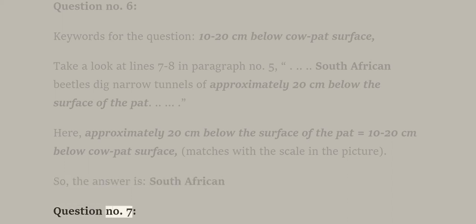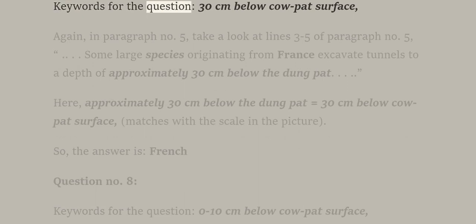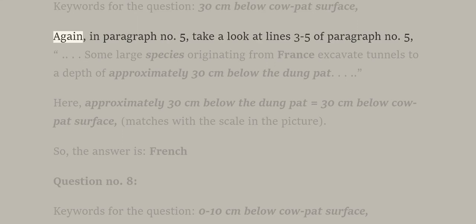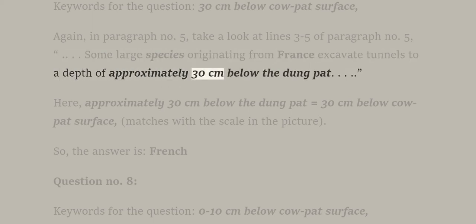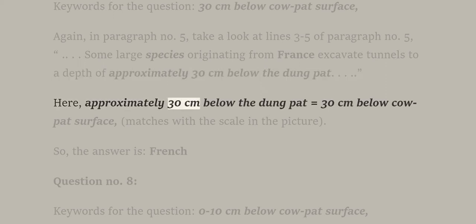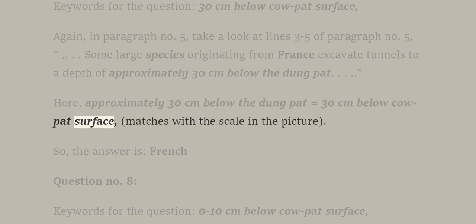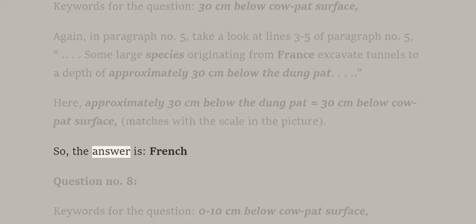Question number 7. Keywords for the question: 30 centimeters below cowpatch surface. Again, in paragraph number 5 take a look at lines 3 to 5. Some large species originating from France excavate tunnels to a depth of approximately 30 centimeters below the dung pat. Here, approximately 30 centimeters below the dung pat is equal to 30 centimeters below cowpatch surface, matches with the scale in the picture. So, the answer is French.